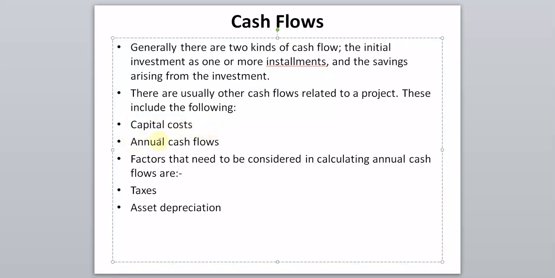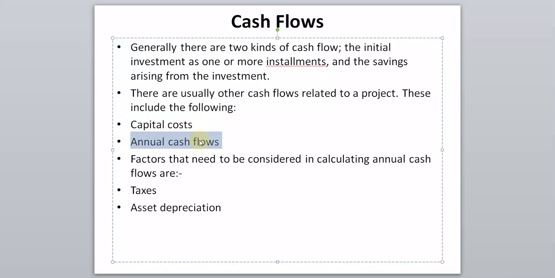Next is annual cash flow. Annual cash flow, such as annual saving occurring from a project, occurs each year over the life of the project. These include taxes, insurance, and equipment leases. Equipment leases means if you are going to keep the equipment on lease or borrow it for lease.